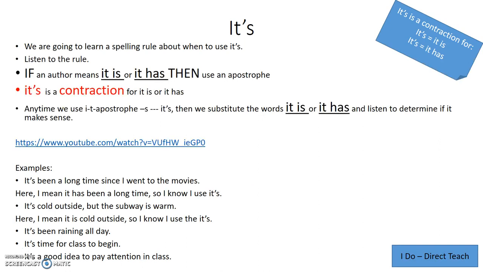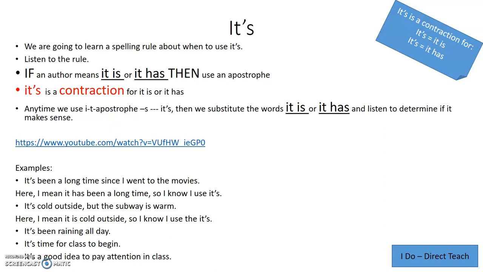All right, we're going to first review it's, I-T-apostrophe-S. So we're going to learn a spelling rule about when to use it's. So listen to the rule. If an author means it is or it has, then use an apostrophe. It's is a contraction for it has or it is.